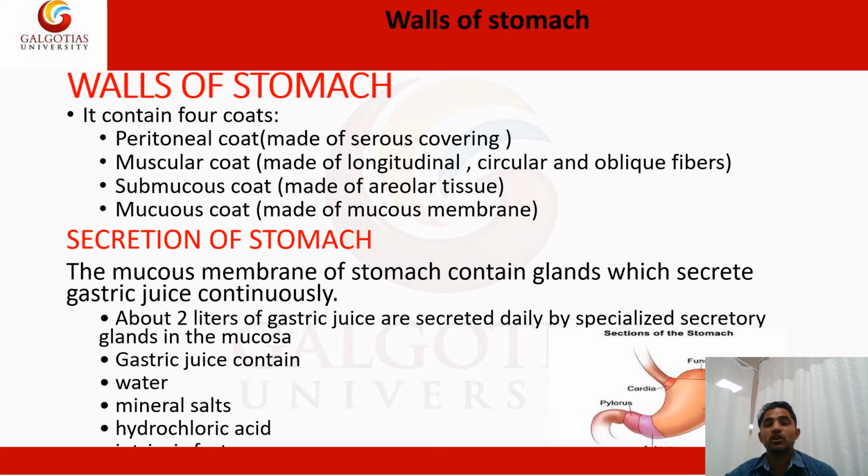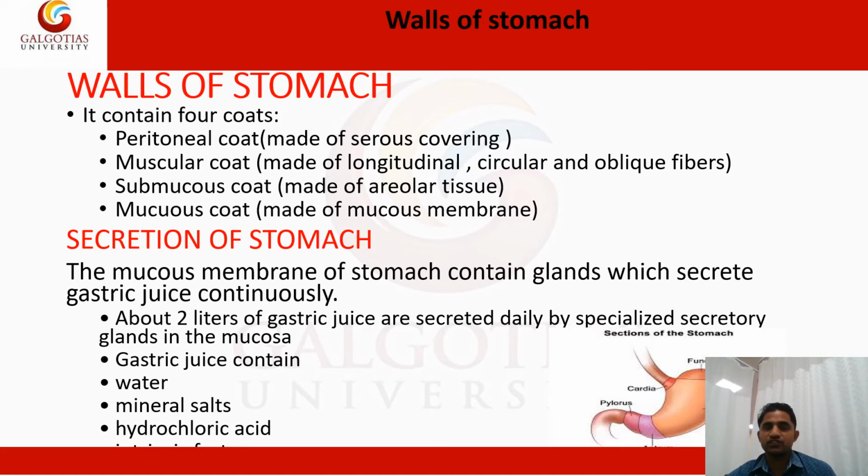Then come to the wall of the stomach. It contains the coats, as we discussed in the structure of the alimentary canal: serosa, then the muscular coat. In the muscular coat we have three layers, as we discussed in the previous slides: longitudinal, circular and oblique fibers. Then the submucosa layer made up of areolar tissue, and lastly the mucosa coat made up of mucous membrane. This is the innermost part of your stomach.